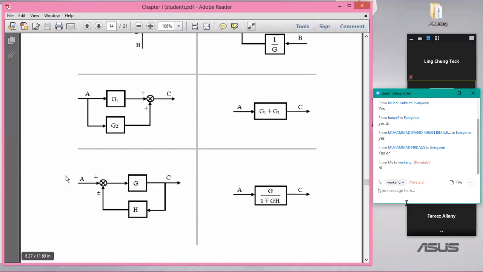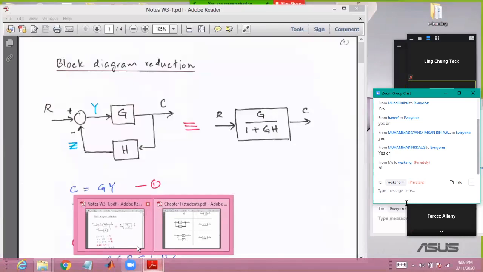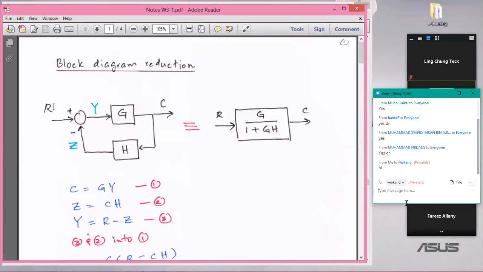See, every time you see this feedback loop, you can replace it with this equivalent block diagram. So I'm going to explain further here. This is where I miss my magic whiteboard, but don't worry about it. I have pre-written my notes. Okay, so now imagine that this is our whiteboard.